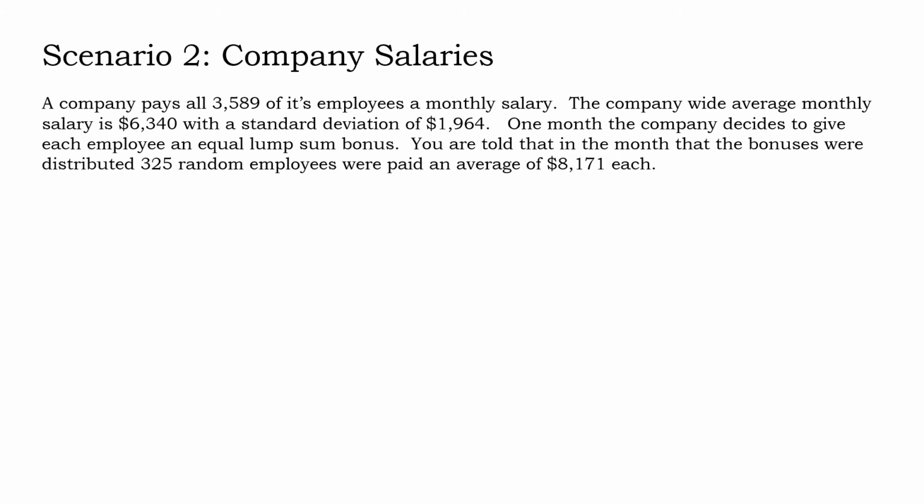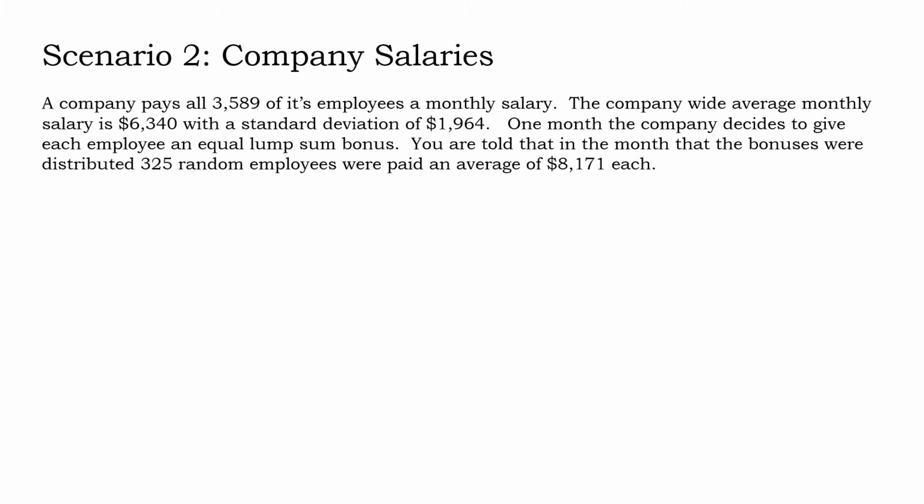Now we're going to move on to our second scenario, company salaries. We have a company that has 3,589 employees. Every one of them is paid a monthly salary, so they don't get paid by the hour. They each get a fixed amount each month. We're told that the company-wide average per month is $6,340 with a standard deviation of $1,964.